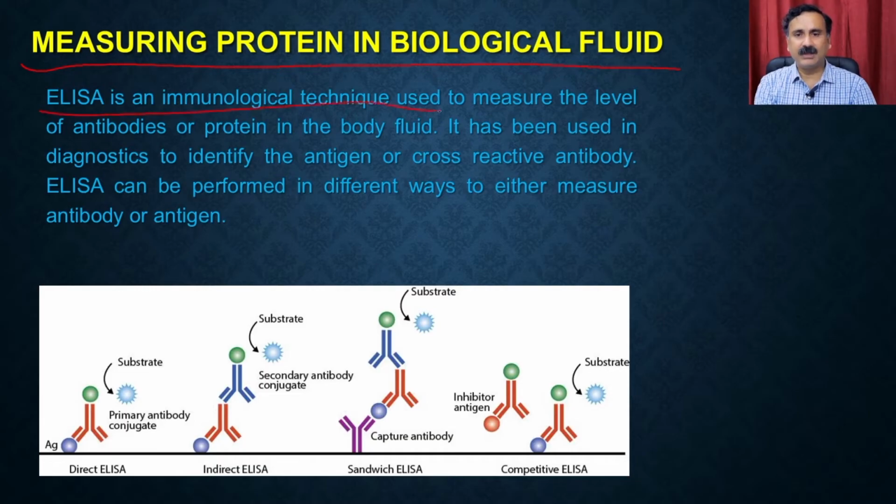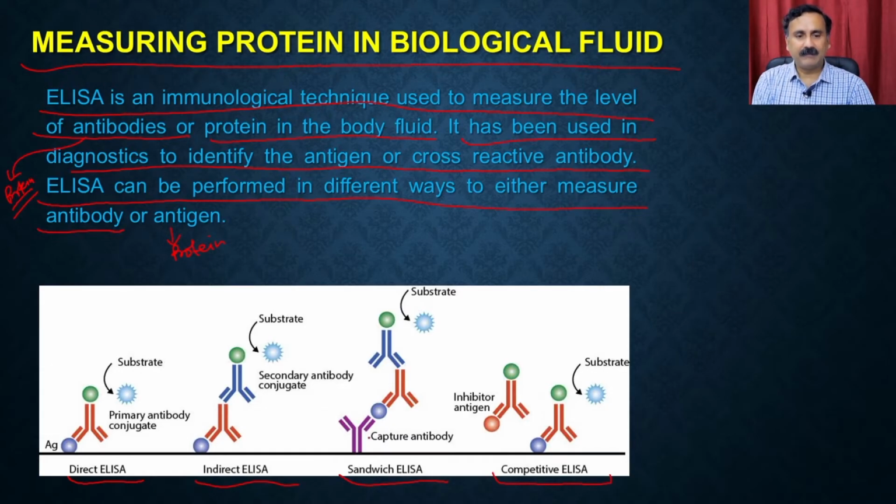ELISA is an immunological technique used to measure the level of antibody or a protein in the biological fluid. Remember that the antibodies are also made up of protein molecules, so you can actually detect the proteins also in the biological fluid. It has been used in the diagnostics of identifying the antigen or the cross-reactive antigen. ELISA can be performed in different ways to measure either the antibody, the antigen, or the protein. So you can have the direct ELISA, the indirect ELISA, the sandwich ELISA, or the competitive ELISA.